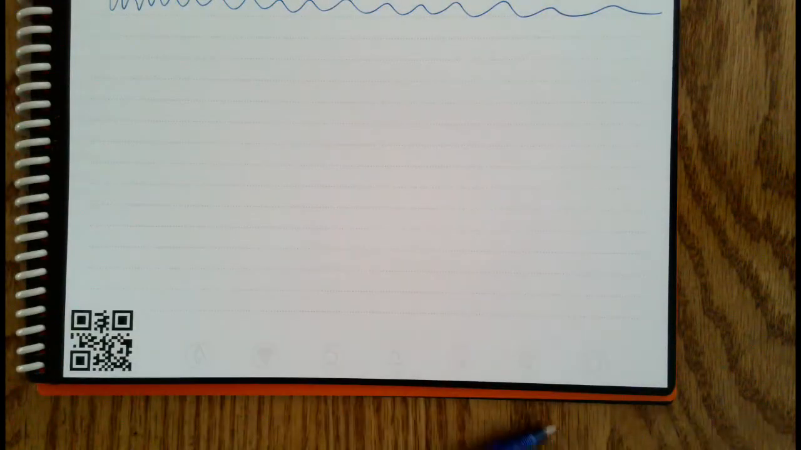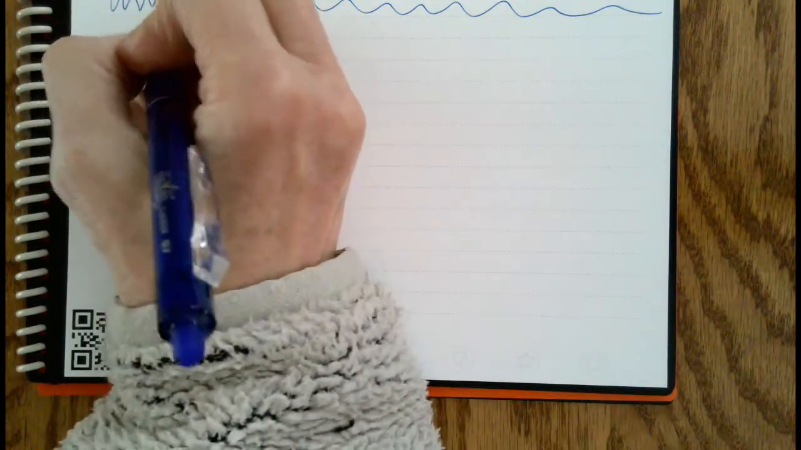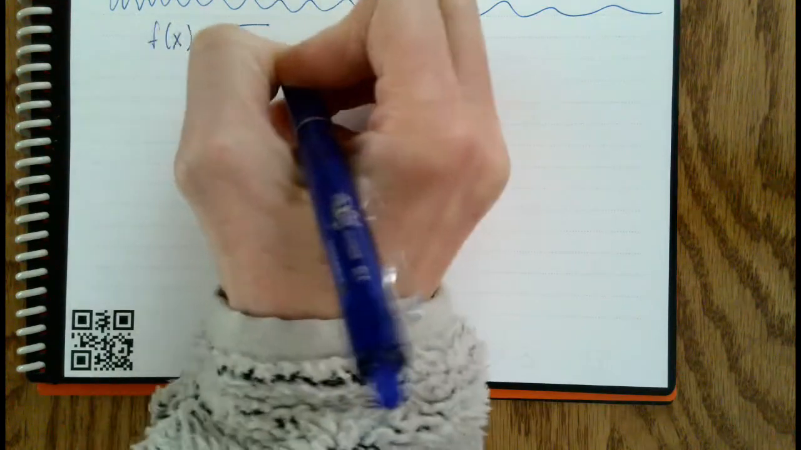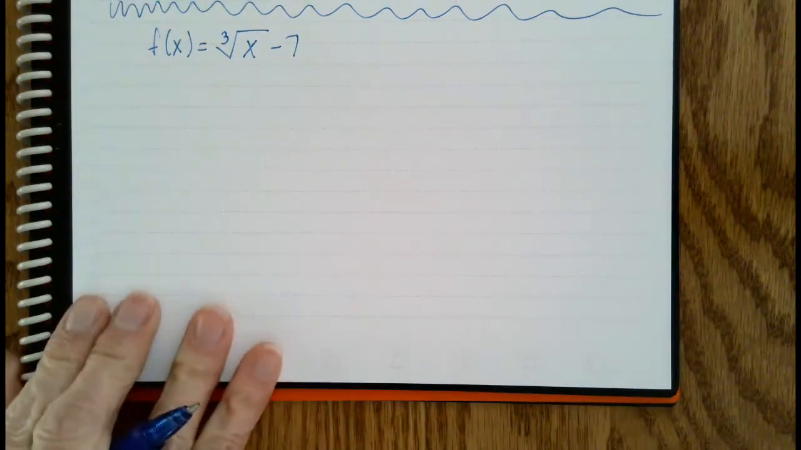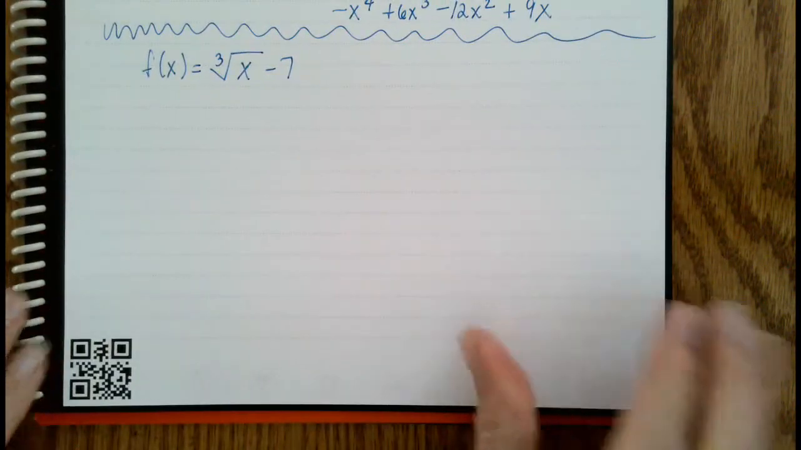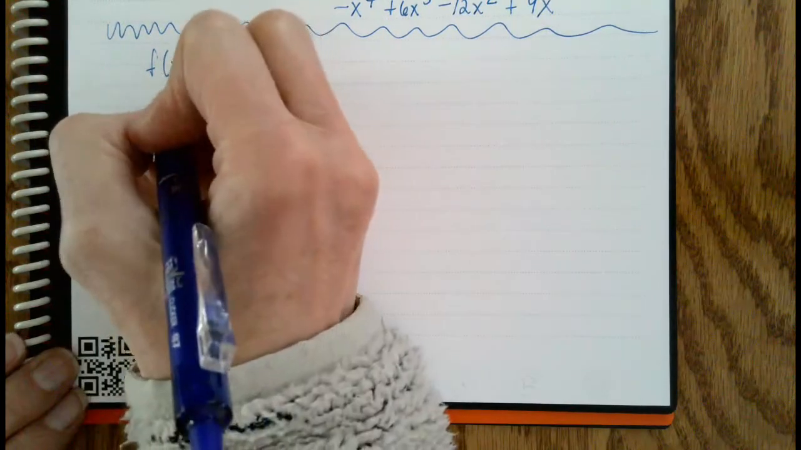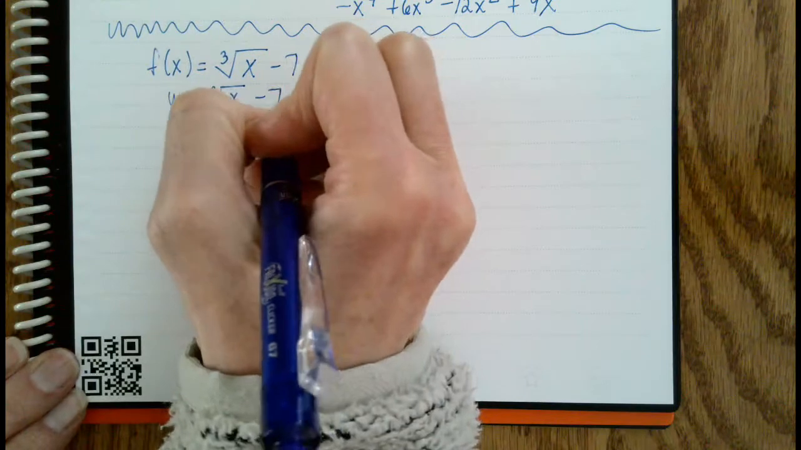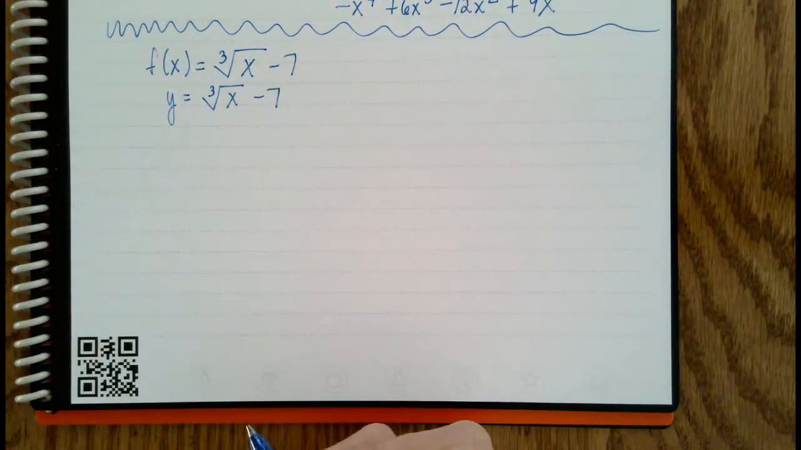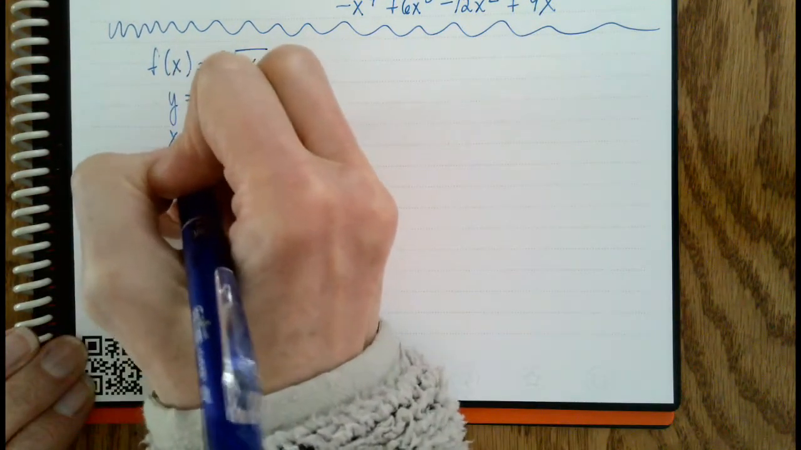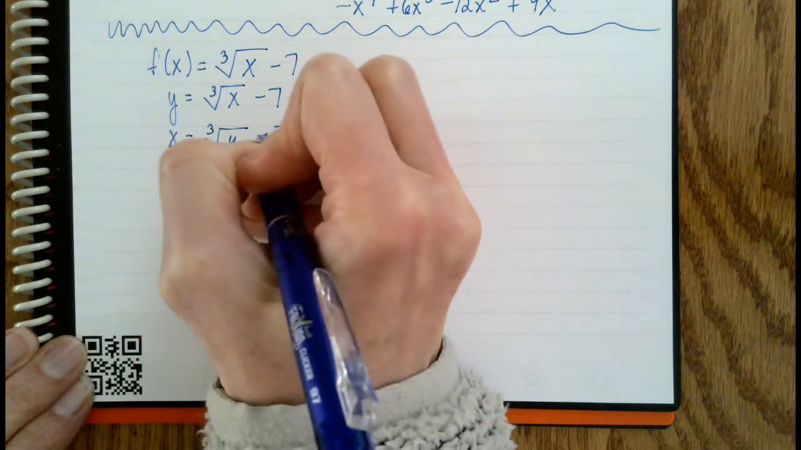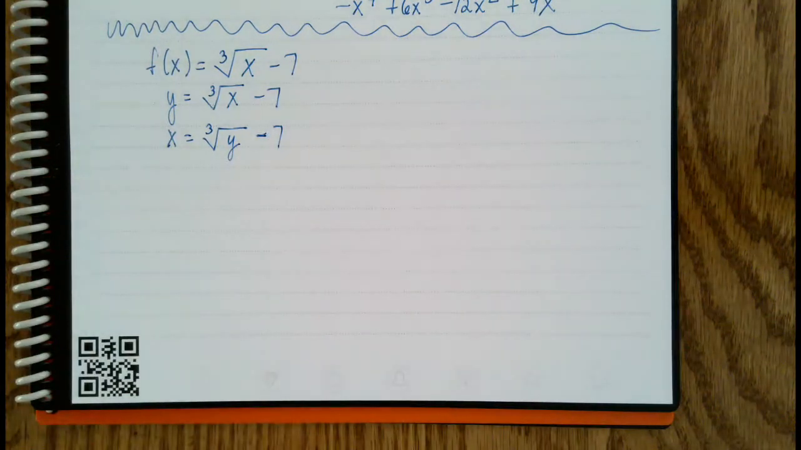If we take f of x equals the cubed root of x minus 7, and we start by finding the inverse. So remember, when we find the inverse, we rewrite f of x as y. Then we're going to switch the x and y. Notice that we only switched the x and the y, nothing else.